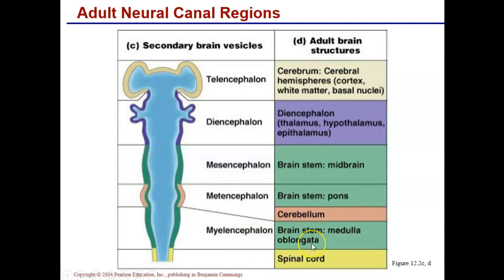We will talk about this. This is right below the spinal cord. And again, the rest of this tube becomes the spinal cord. This is all we're going to talk about in terms of central nervous system development in this video.